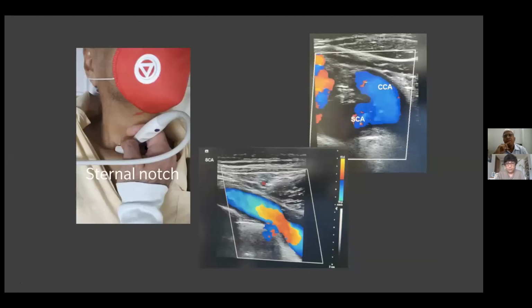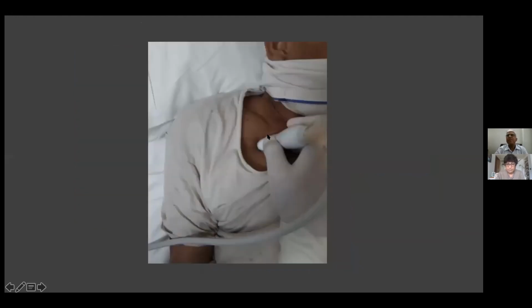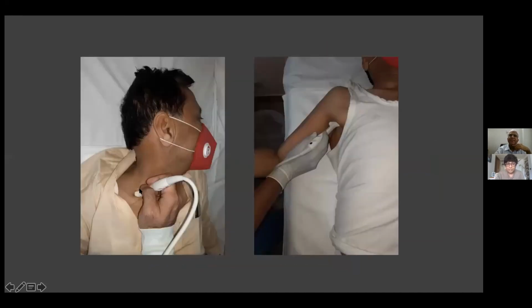I love using the hockey stick probe in these areas. This is for the innominate. This is the innominate artery, which is giving off the common carotid and the subclavian. This is the subclavian, first part. This is the infraclavicular axillary, or the first part of the axillary. This is the supraclavicular subclavian.